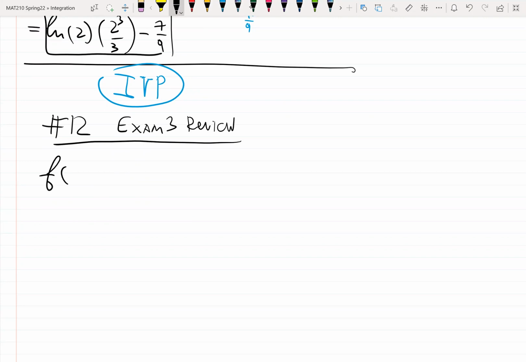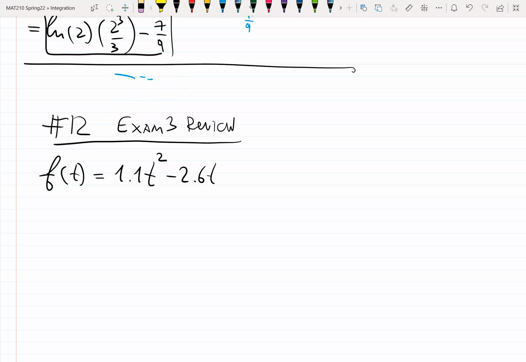So we give you a function 1.1 t squared minus 2.6 t. Okay, that's not initial value problem, I just realized. Initial value problem comes after this. This is just definite integral. t is the time since 2005. Use a definite integral to estimate the total number of hours.